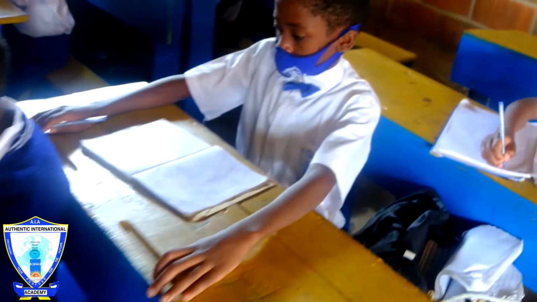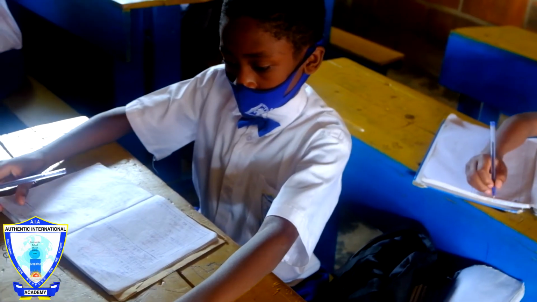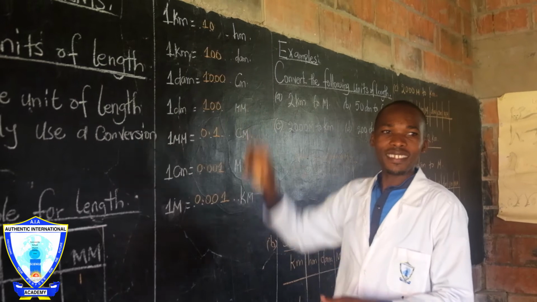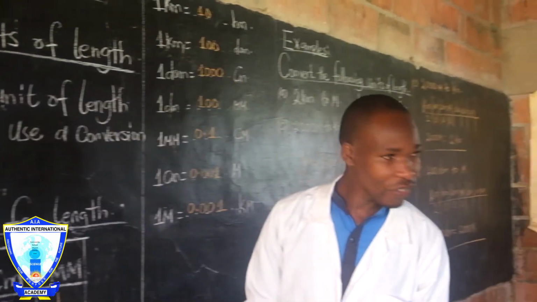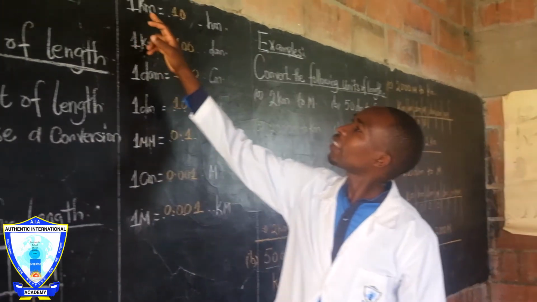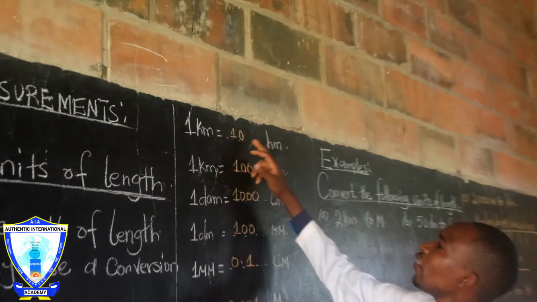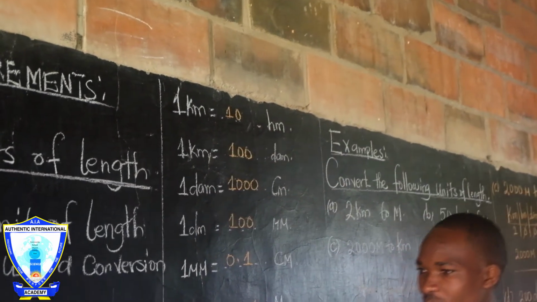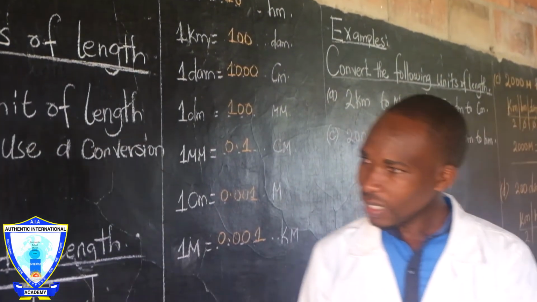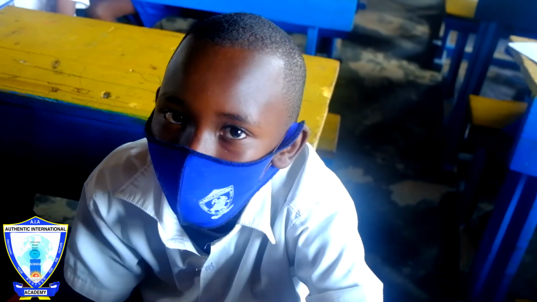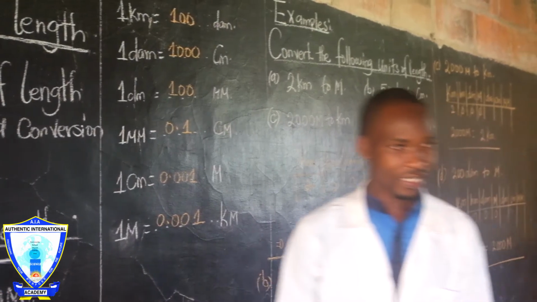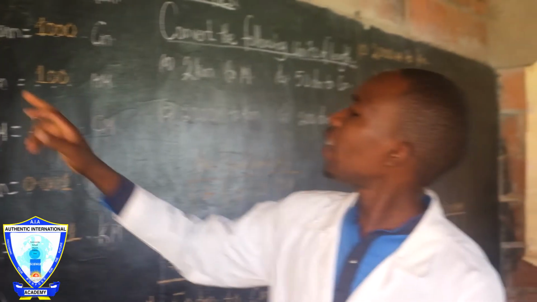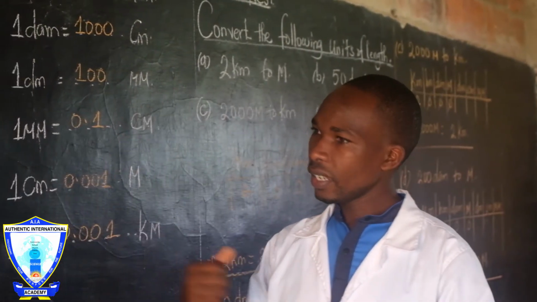Now, who can tell us in 1 kilometer how many hectometers are there? Can you try, all of you? Yes. In 1 kilometer, you have 100 hectometers. Good. Now, Ganza, tell us how many millimeters are in a decimeter. Wow. In 1 decimeter, we have 100 millimeters.